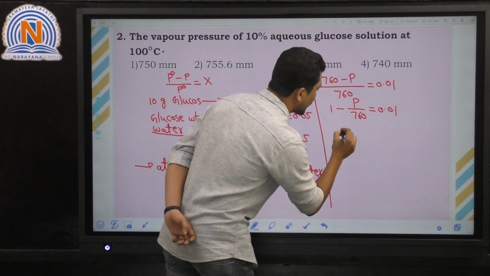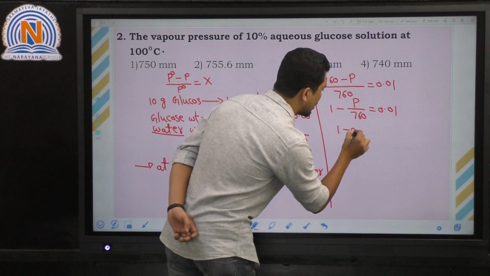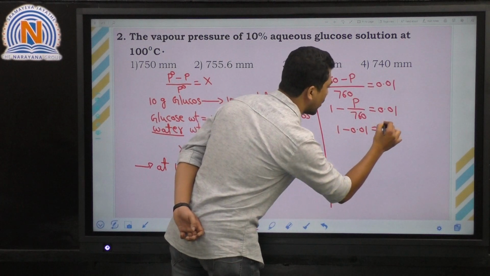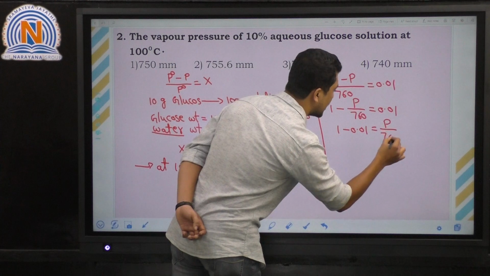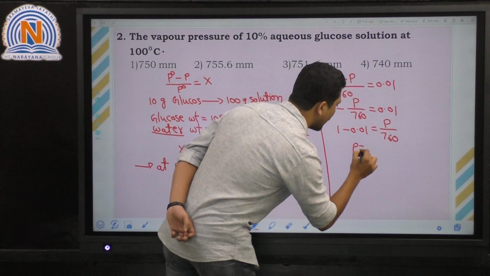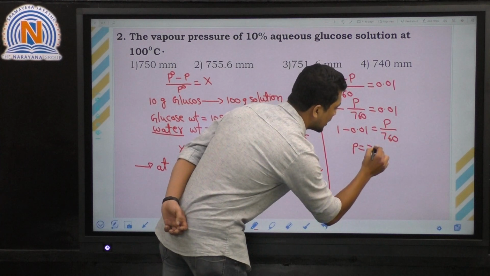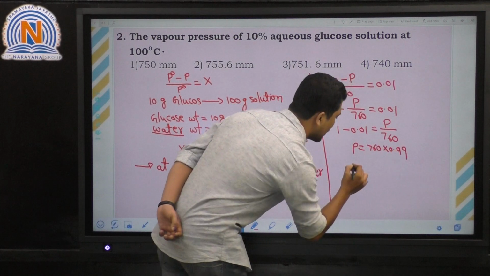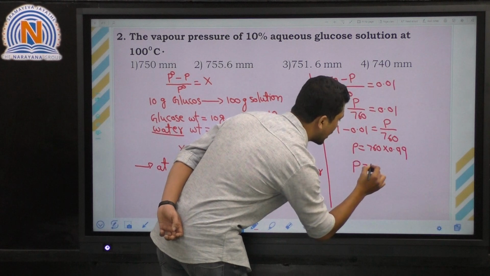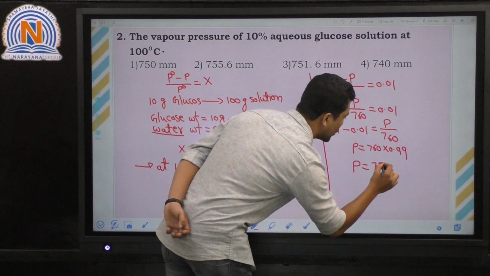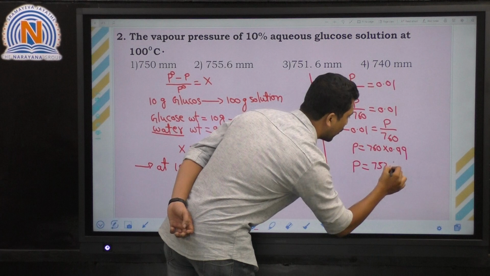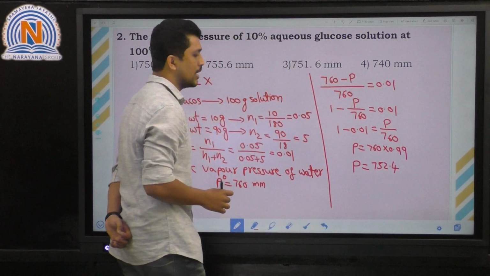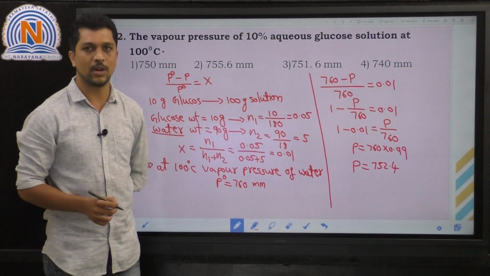So 1 minus 0.01 equals P by 760. So P equals 760 into 0.99. So the vapor pressure of this solution, P, equals 752.4.